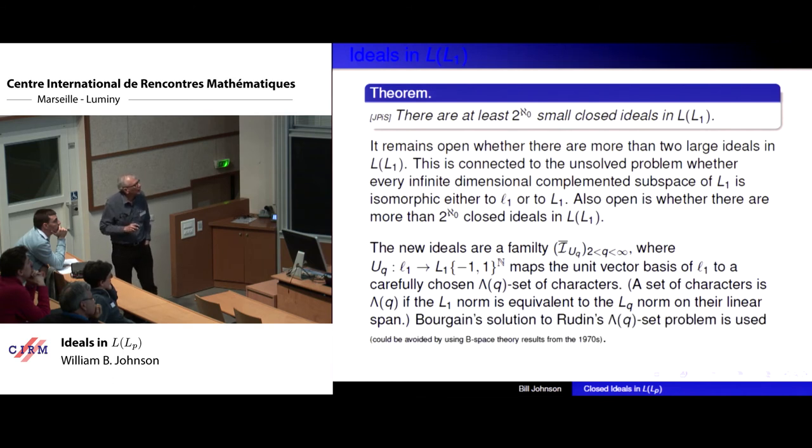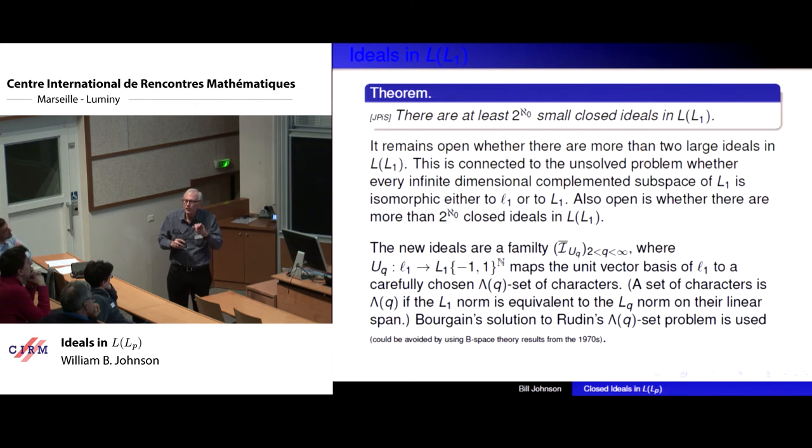So we used Bourgain's solution to the lambda Q set problem. So what is that? There was this famous problem of Rudin, whether you could have, for a Q bigger than 2, say, a lambda Q set that wasn't lambda Q plus epsilon for every epsilon. And he solved this for Q an even integer, but wasn't able to do it for the other values of Q.